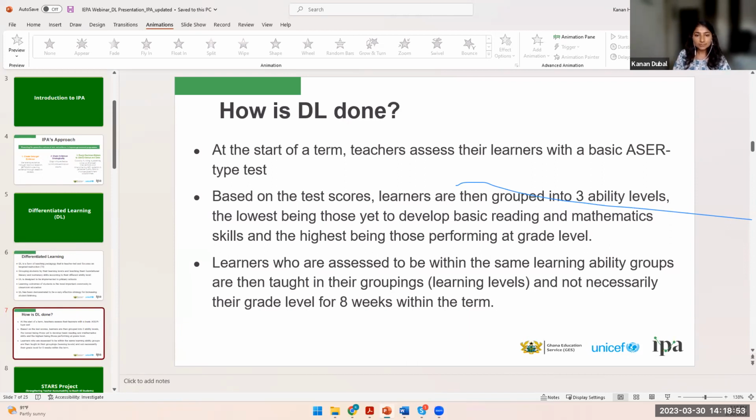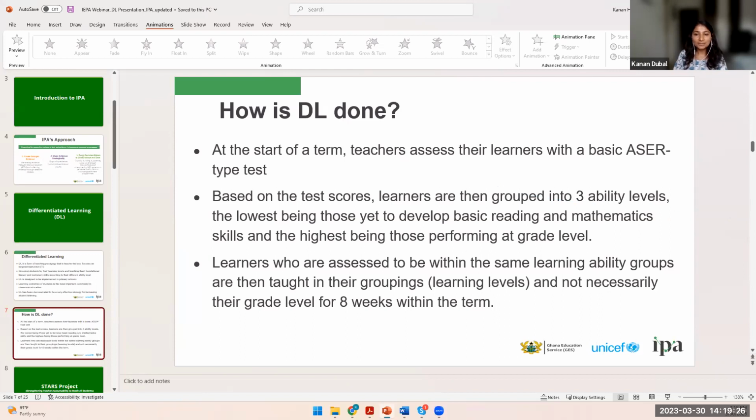Based on these test scores, learners are then grouped into 3 learning abilities, lowest being those yet to develop foundational or basic reading and math skills, and the highest being those performing at the grade level. The students are then taught in their learning levels and not at the grade level. During the DL hours, students who are behind receive instruction at their level and not at their grade level.